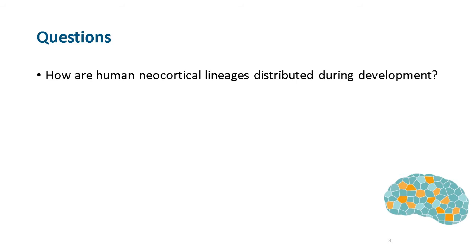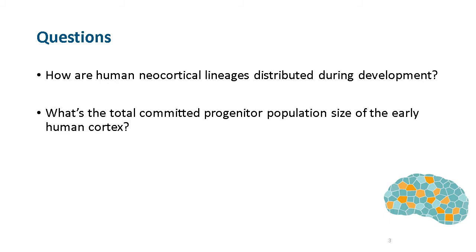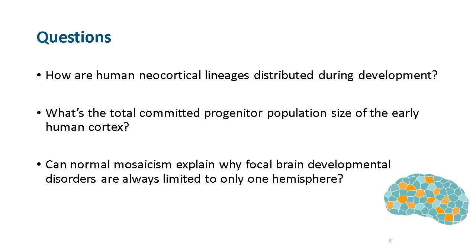Using those neutral mosaic variants as recorders, we're trying to understand key questions. First, how are human neocortical lineages distributed during development? Second, what's the total committed progenitor population size of the early human cortex? And third, can normal mosaicism explain why focal brain developmental disorders are always limited to one hemisphere?